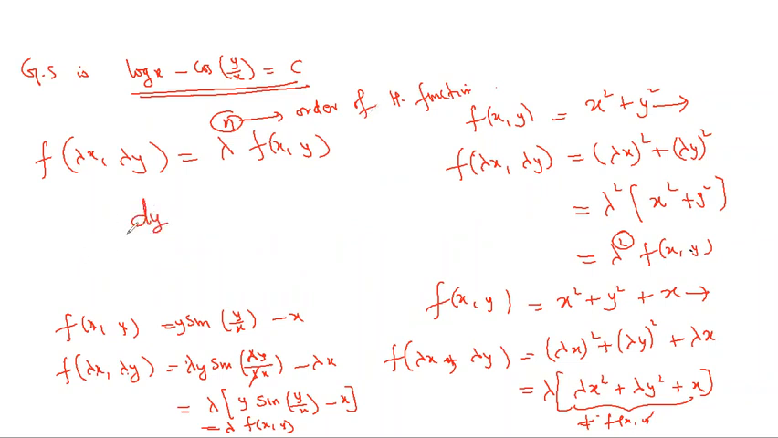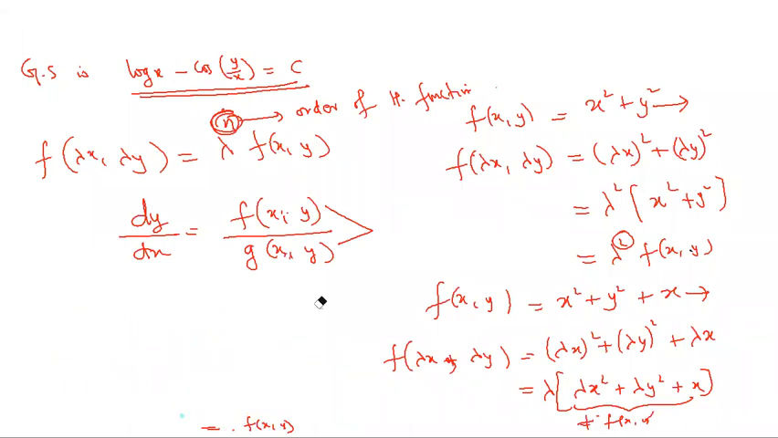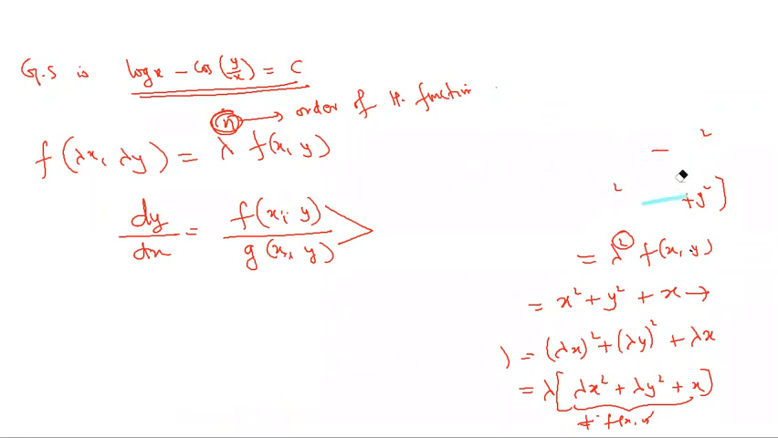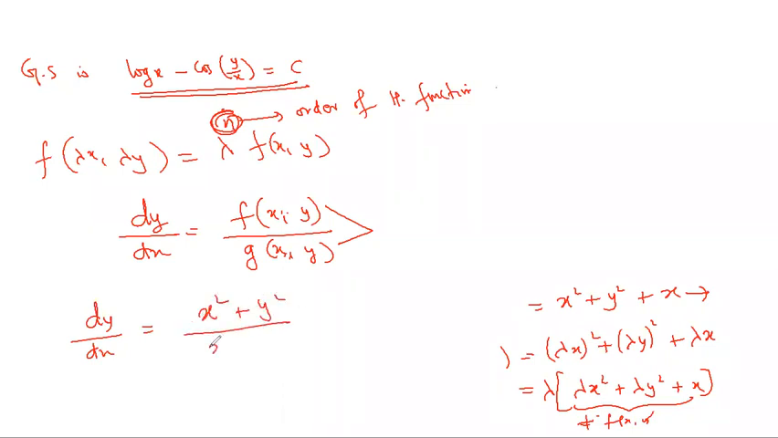Now look at this. Suppose I have a function like this, and both the functions are homogeneous of the same order. Suppose the order is 2, then this should also be of order 2. Then such a differential equation is called a homogeneous differential equation. So the previous problem that I did was a homogeneous differential equation because the numerator and denominator had the same degree. Now look at this. dy by dx is equal to x square plus y square divided by x square plus xy. Is it a homogeneous differential equation?